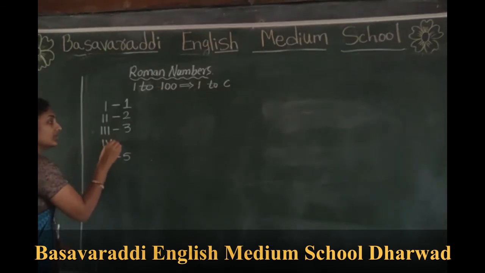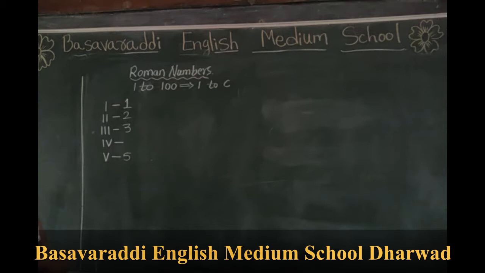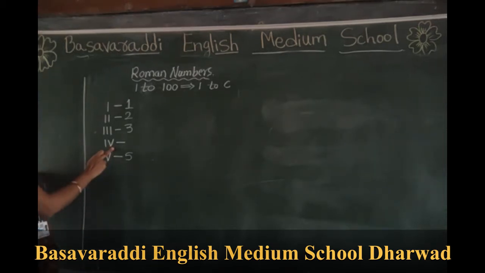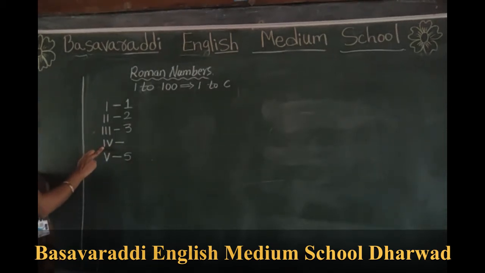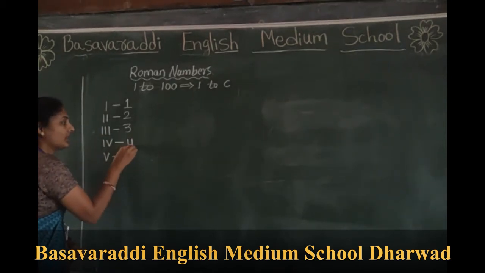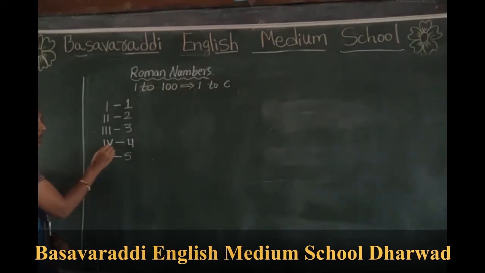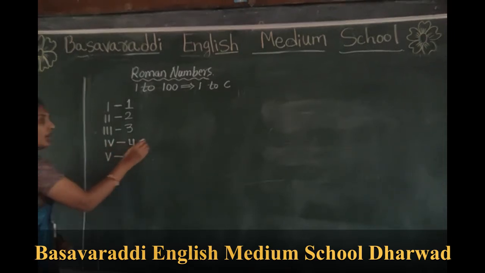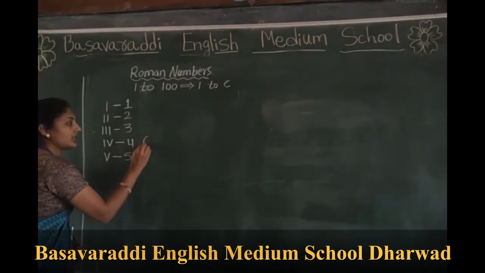V is subtracted by I. It means the bigger number is subtracted by the I, which is equal to 4. Okay, this I and V is equal to 4. How does it come? Apply the third rule.